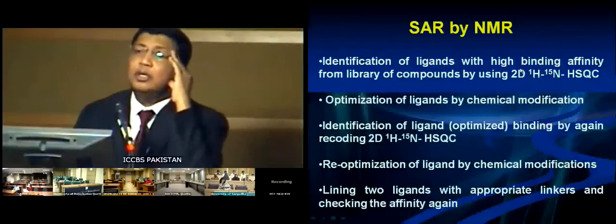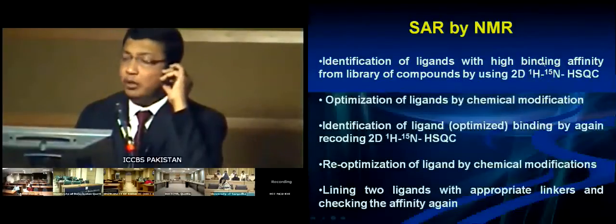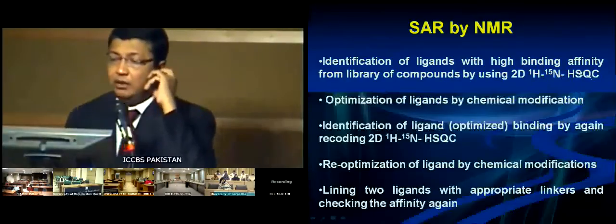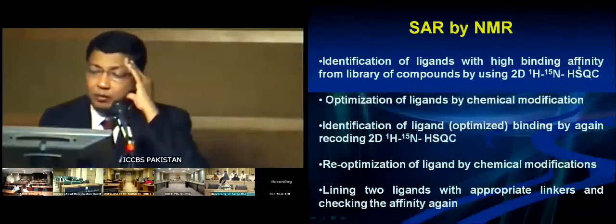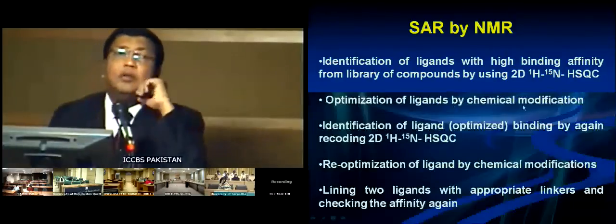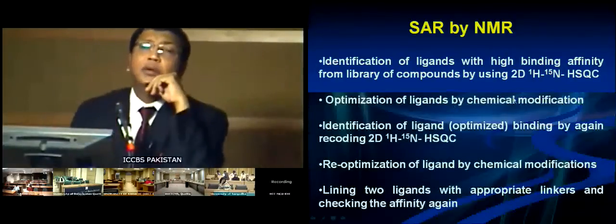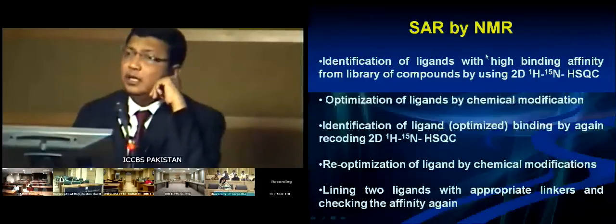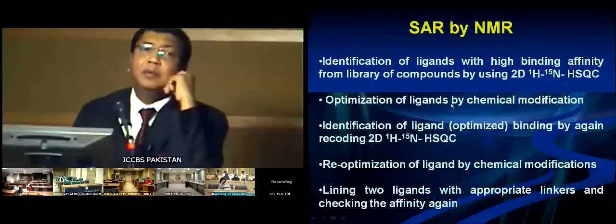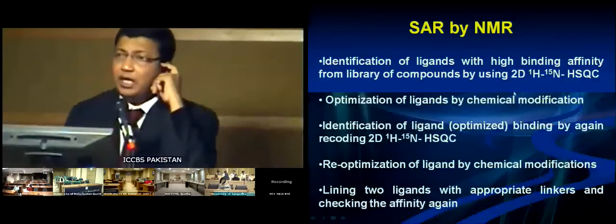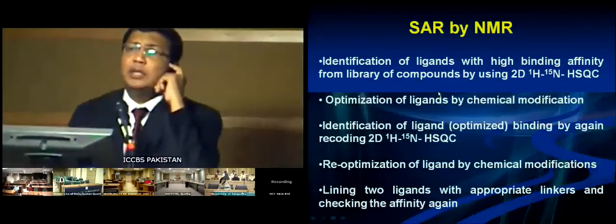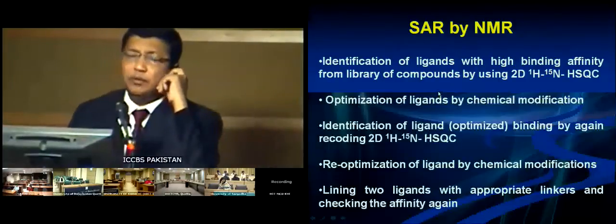And proton is a component of your organic molecule. So if you can develop this interaction by heteronuclear single quantum coherence, you would know the binding affinity, optimization of ligands by chemical modification. So now you know the affinity of your lead molecule, you go back to your lab and you do a chemical derivatization. You add OH, you remove carbon dioxide, you do lots of things.